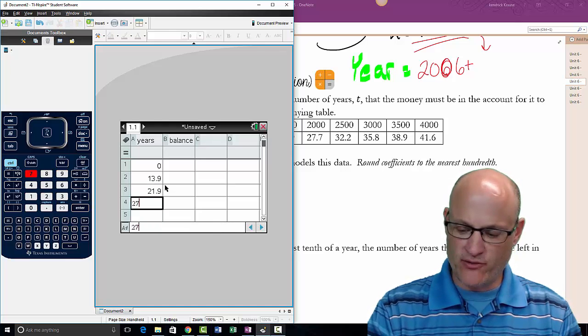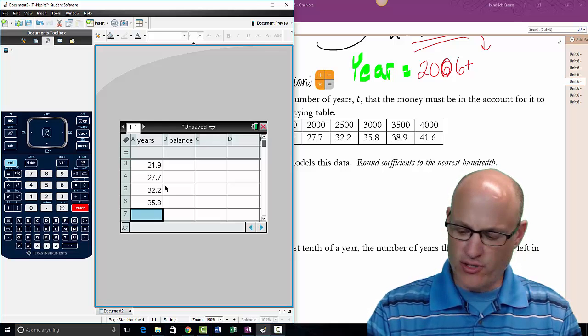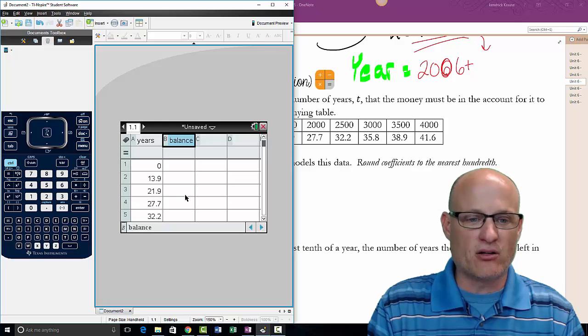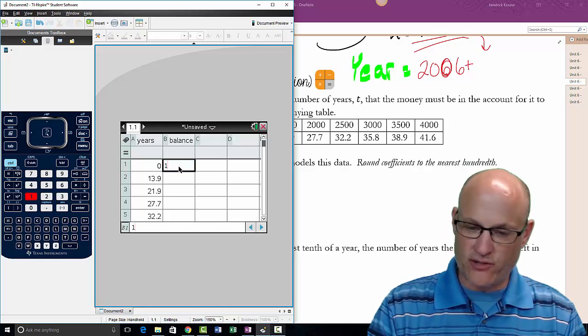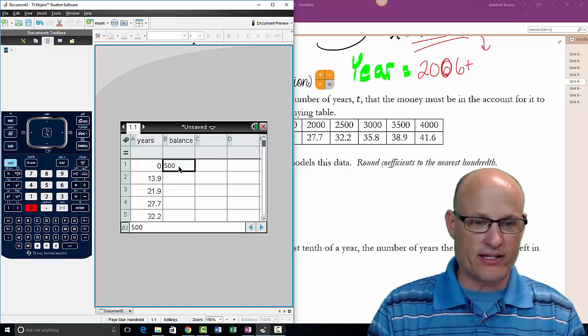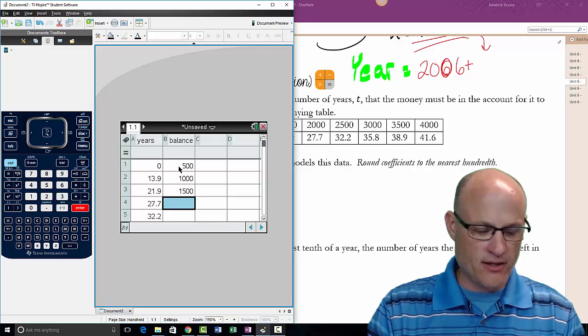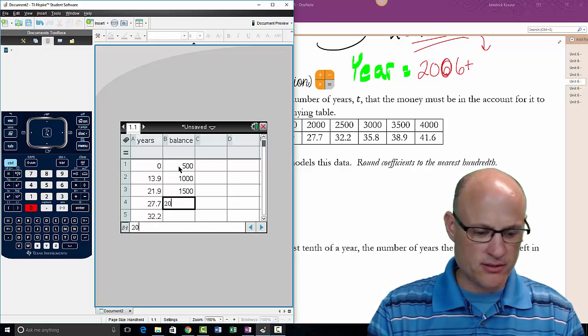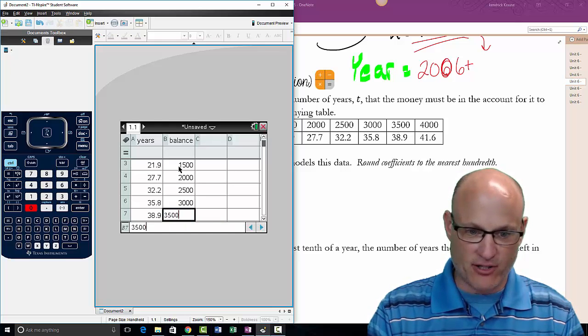21.9, 27.7, 32.2, 35.8, 38.9, and 41.6. As soon as I started seeing those years, I'm like, oh, okay, they're going to say, this is how long you need to have your money in for it to get this. You'll notice that the balances are nice round numbers. That doesn't normally happen, right? So those are going to be our independent variables, and the dependent variables will be the time. Basically, what it's saying is, how many years is it going to take before you get 2,500? How many years is it going to take before you get 3,000? How many years is it going to take before you get 3,500?